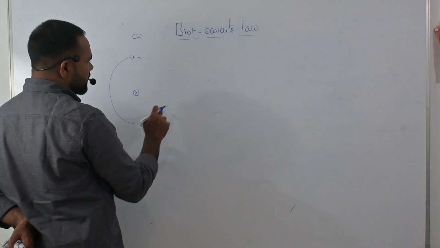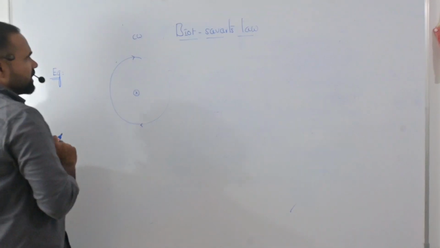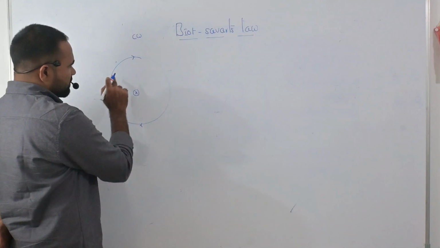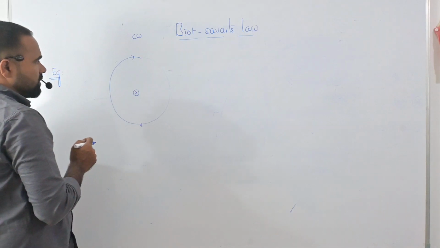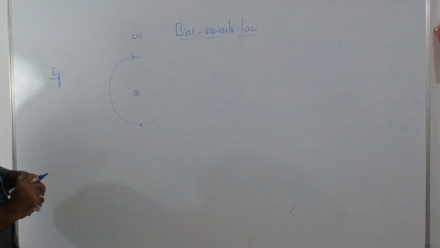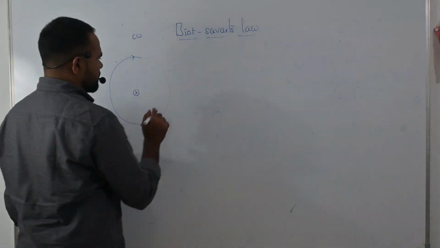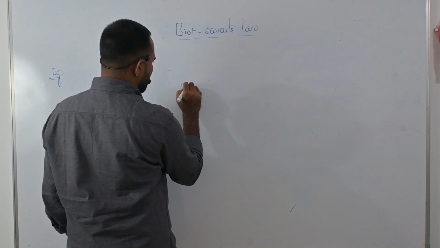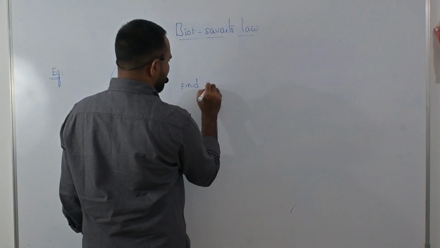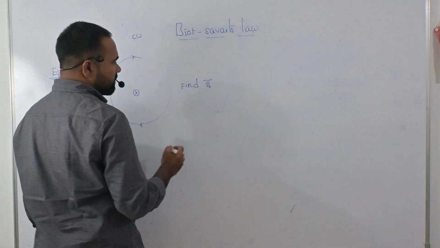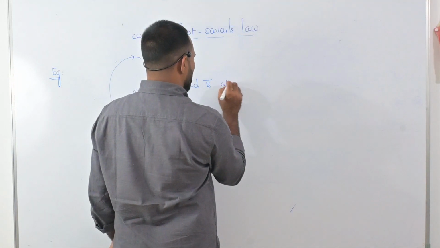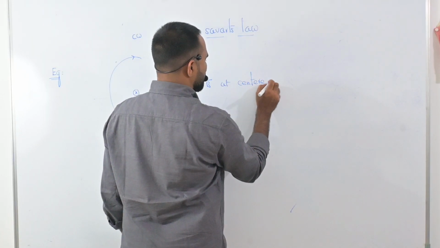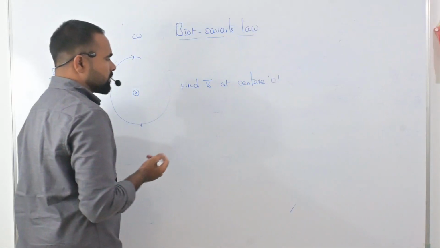So this is the circular wire only. The circular wire carries a current in an anti-clockwise direction. I want to find out the magnetic field at the center. So the question is: find the magnetic field at the center O.